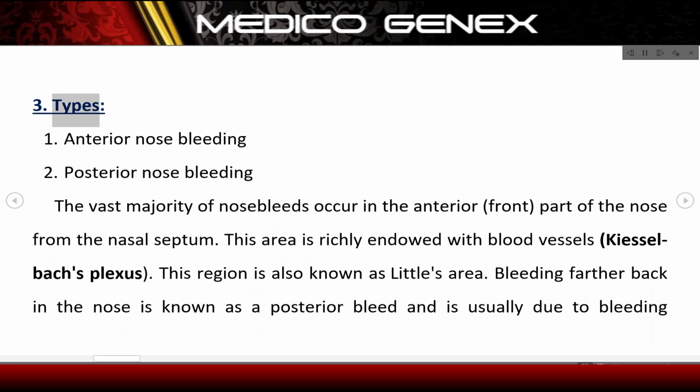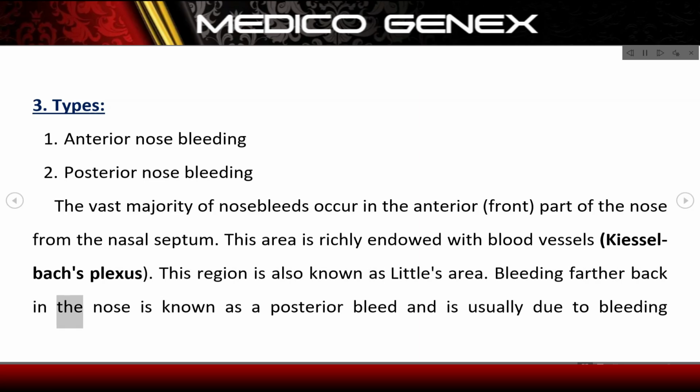3. Types. Anterior nose bleeding. Posterior nose bleeding. The vast majority of nosebleeds occur in the anterior, front, part of the nose from the nasal septum. This area is richly endowed with blood vessels, Kiesselbach's plexus. This region is also known as Little's area.